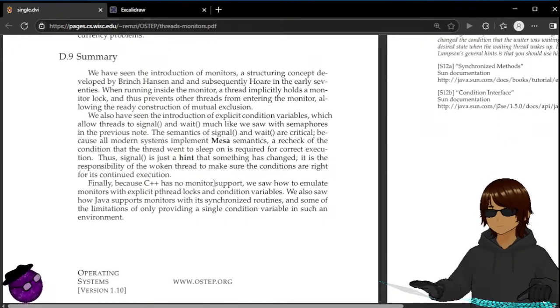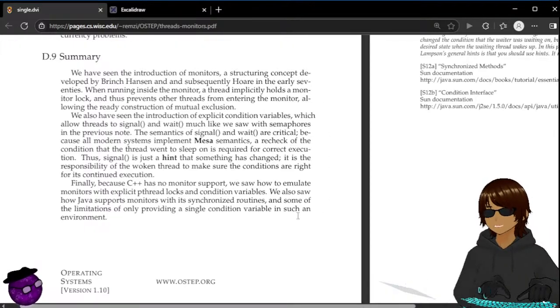Finally, because C++ has no monitor support, we saw how to emulate monitors with explicit pthread locks and condition variables. We also saw how Java supports monitors with its synchronized routines and some of the limitations of only providing a single condition variable in such an environment.